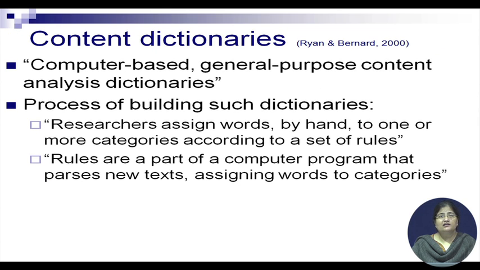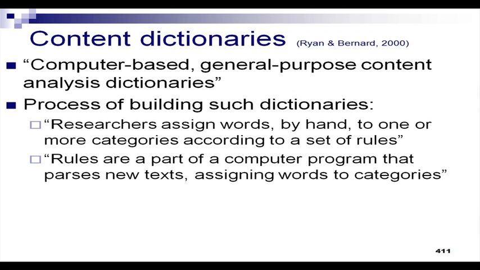Content dictionaries are computer-based general purpose content analysis lists or dictionaries. The process of building such dictionaries is that researchers assign words by hand to one or more categories according to a set of rules. So we have a set of rules, we go through the text and we say, okay, this category of words means this category of words.